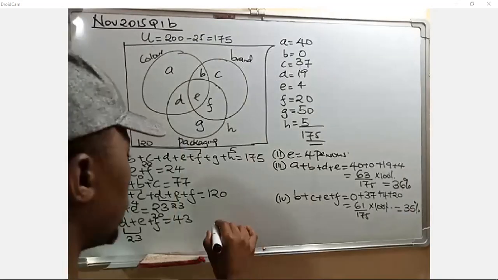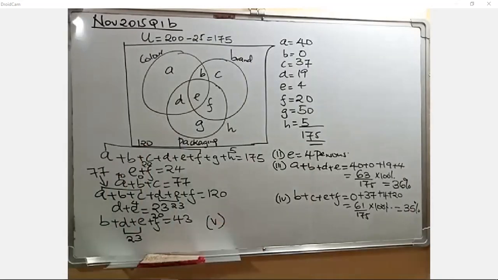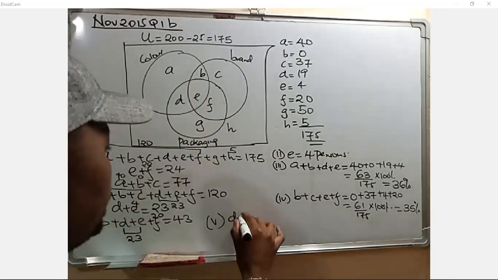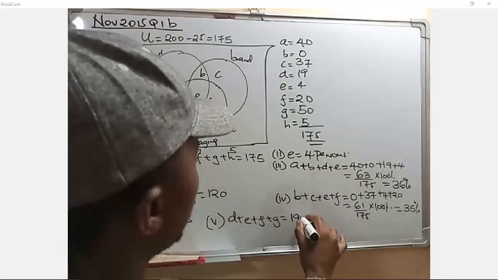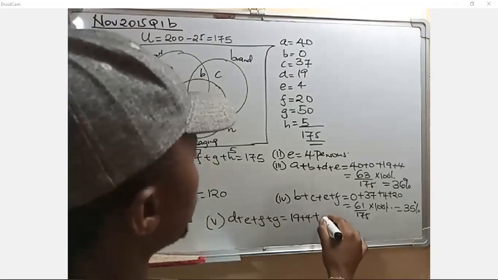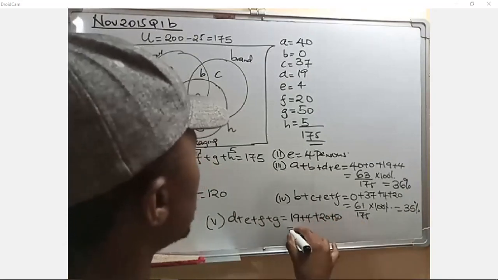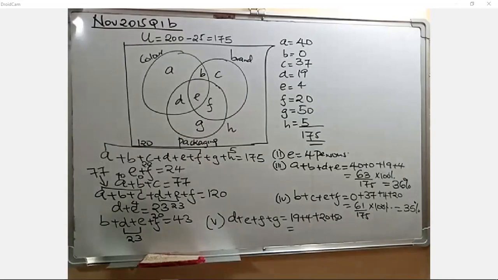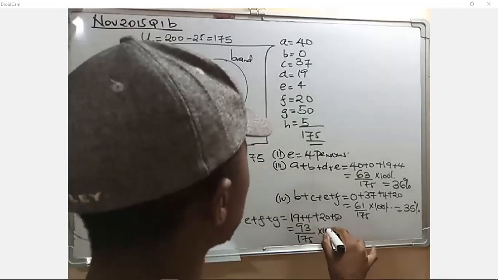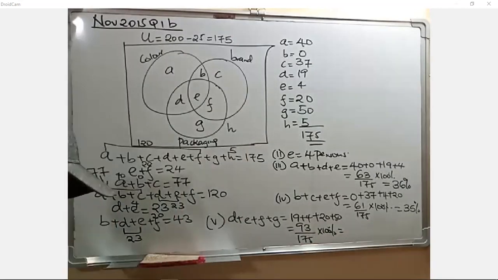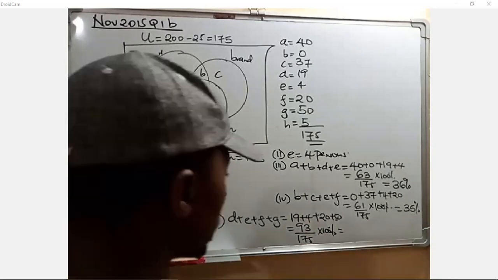Then we go to number 5, the proportion of persons that like the packaging. When I look at the packaging, we have D plus E plus F plus G, which translates to 19 plus 4, plus our F, which is 20, plus 50. This is equal to 19 plus 4, plus 70, equal to 93. You divide 93 by 175 times 100%. So divide by 175, and this translates to 53%.